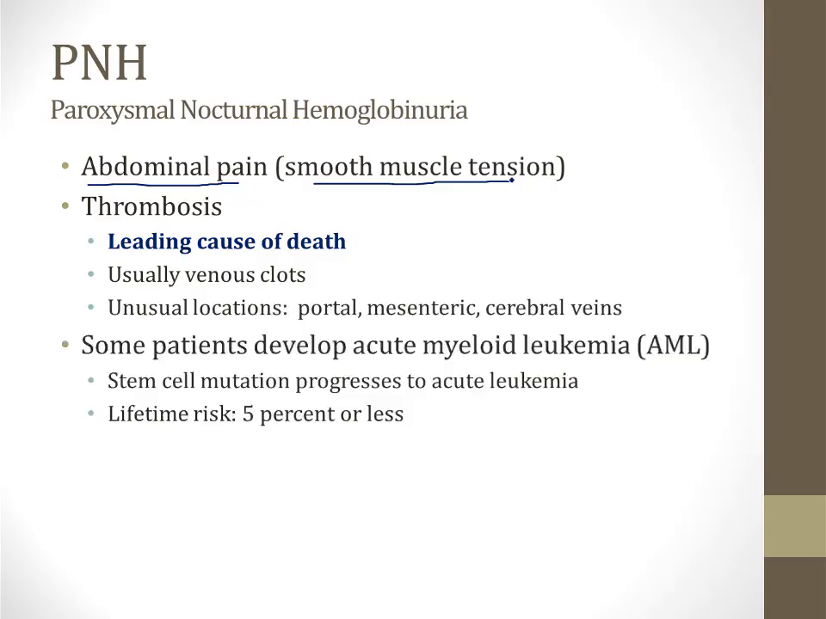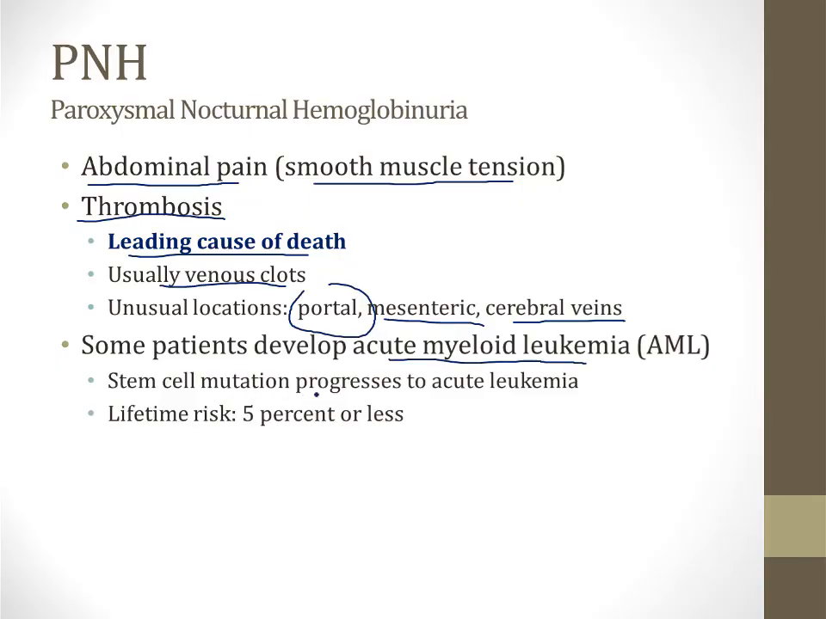And then the second big problem in this disorder is thrombosis. This is the leading cause of death. These patients are hypercoagulable and they often develop venous clots, and they tend to get them in unusual locations like the portal vein or the mesenteric veins or the cerebral veins. In addition, because this disorder involves abnormalities of the hematopoietic stem cells, some patients develop acute myeloid leukemia, or AML.